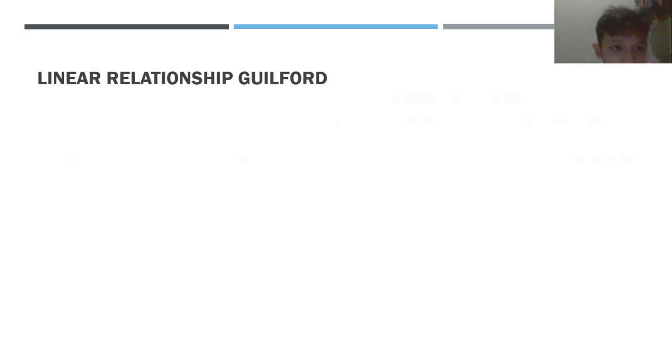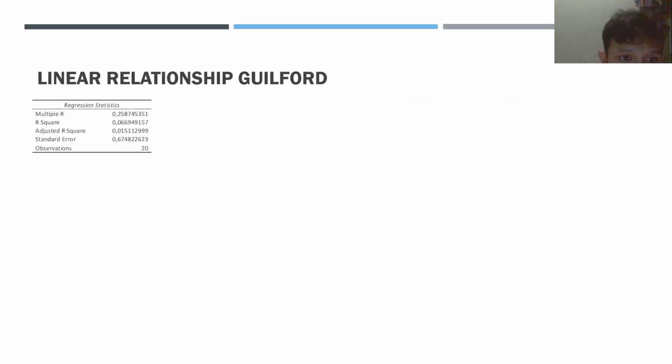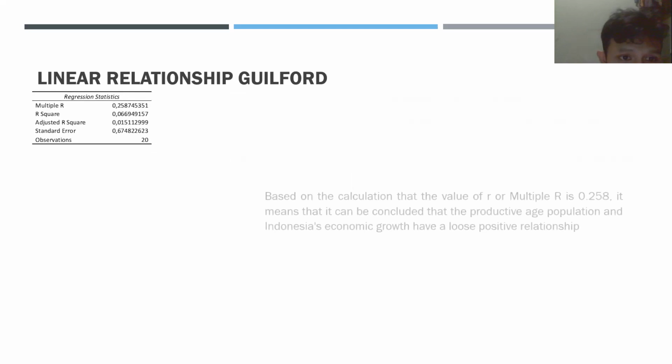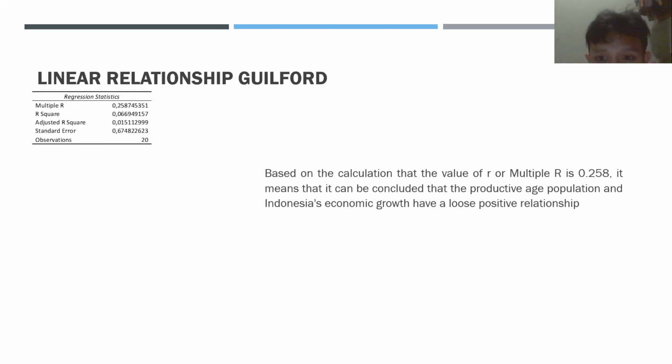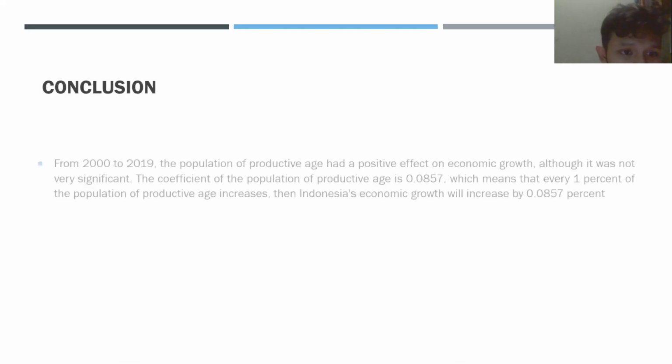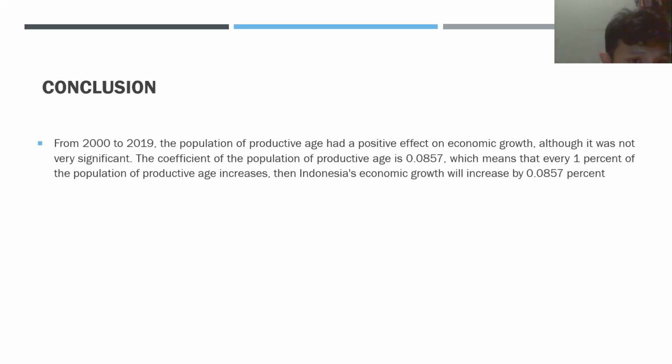And the next is the linear relationship closeness part, which follows the rules of closeness. Based on the calculation, the value of R or multiple R is 0.258. It means that it can be concluded that the productive age population and Indonesian economic growth have a loose positive relationship. And the conclusion is that from 2000 to 2019, the population of productive age had a positive effect on economic growth, although it was not very significant.